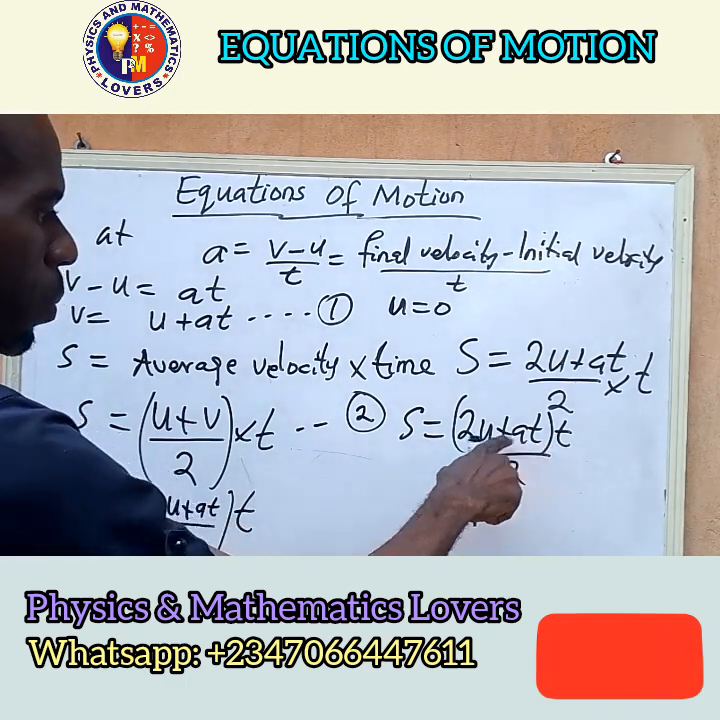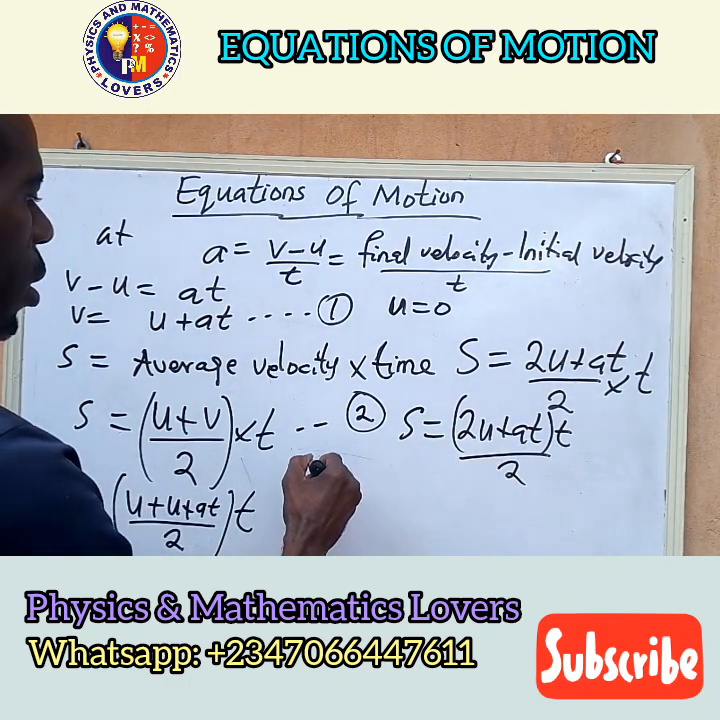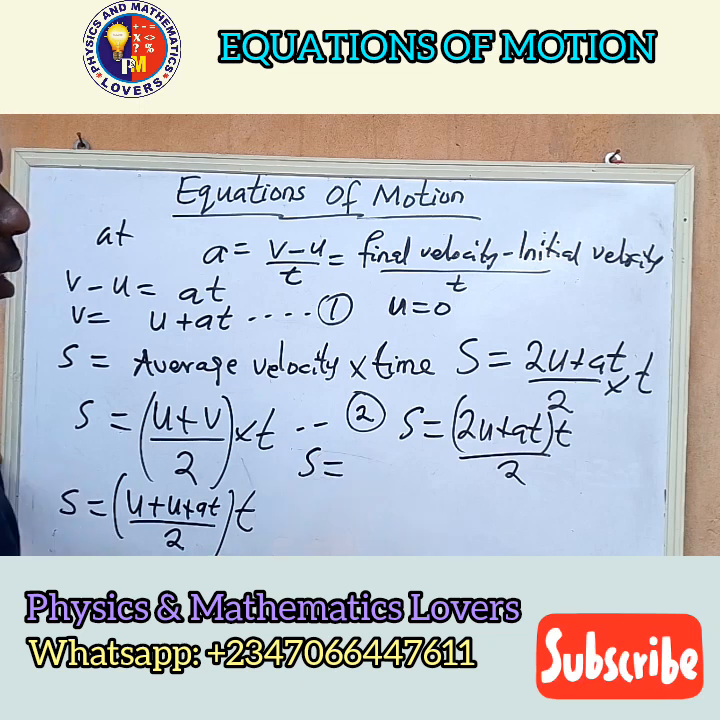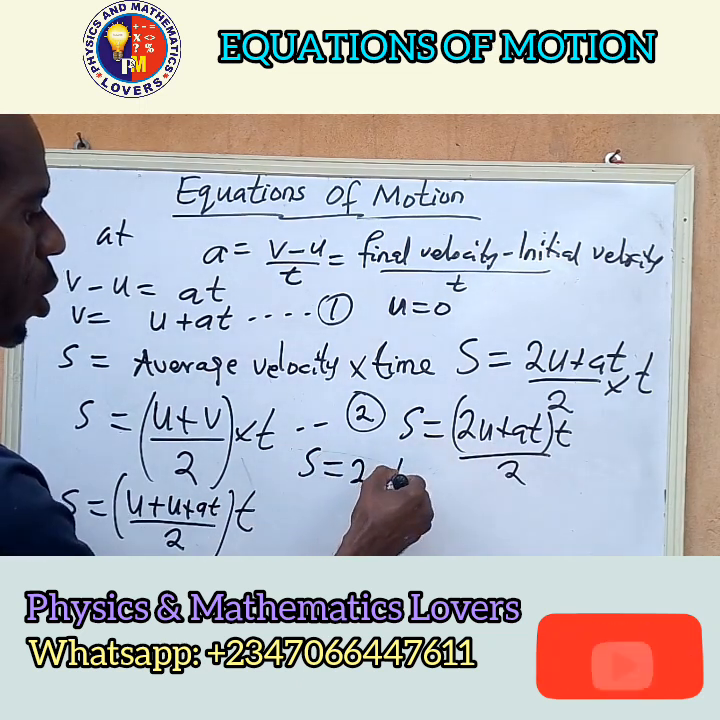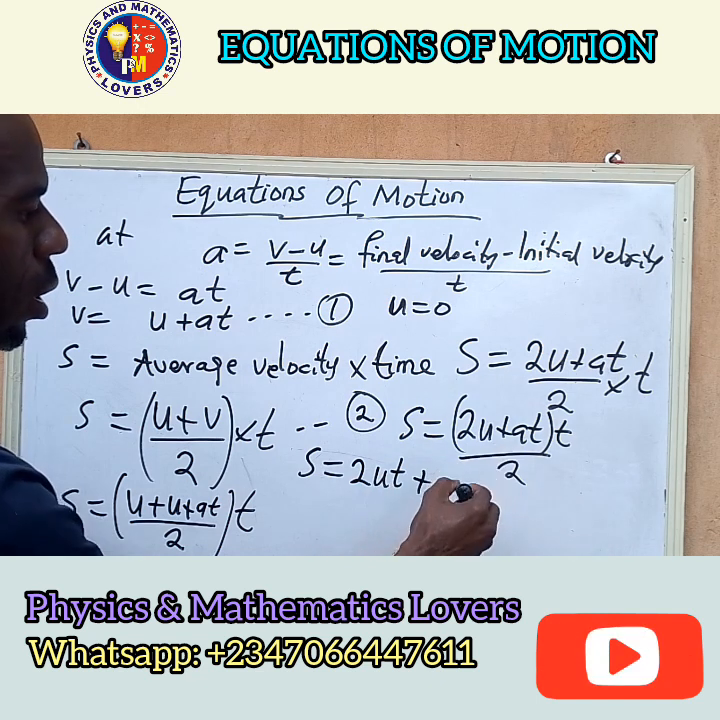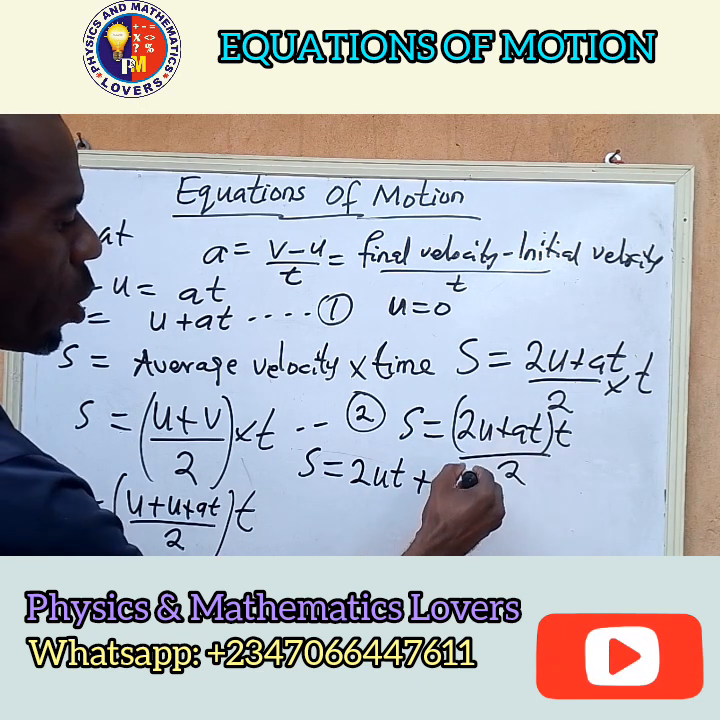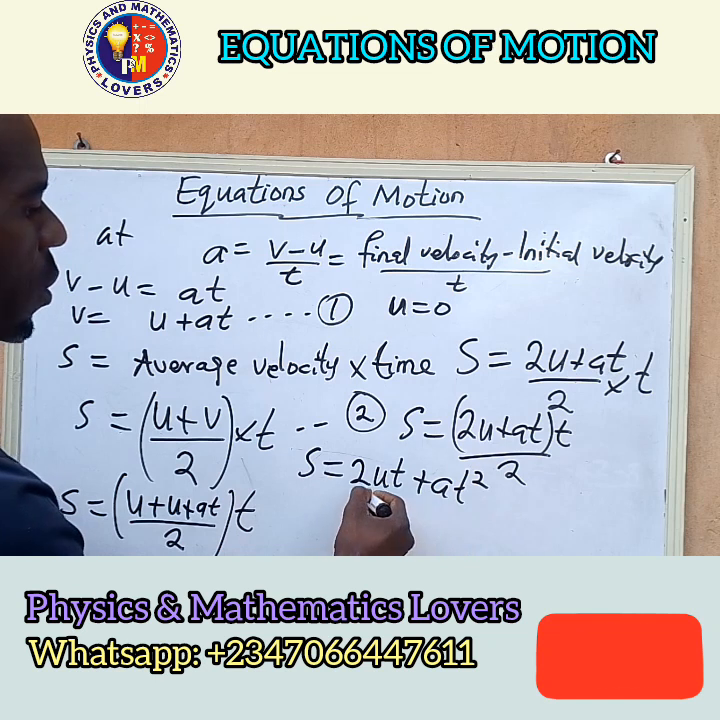So now let us multiply by this t. So that means s is now equal to 2ut plus t times this, which will give you at squared, everything over 2.